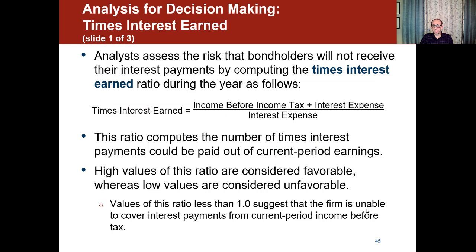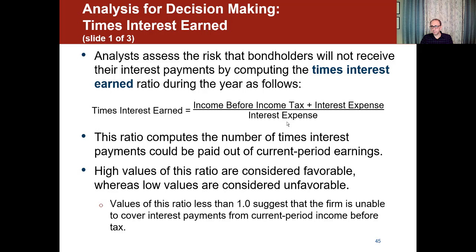Last thing in this chapter, we're just going to go for some analysis for decision making, and the ratio that we're going to be going over today is something called times interest earned. Analysts assess the risk that bondholders would not receive their interest payments by computing this ratio, called the times interest earned ratio. They do it during the year, and that's how it's calculated. So we have income before income tax plus interest expense divided by interest expense. So remember, we add the interest expense and then we divide the whole value by interest expense.